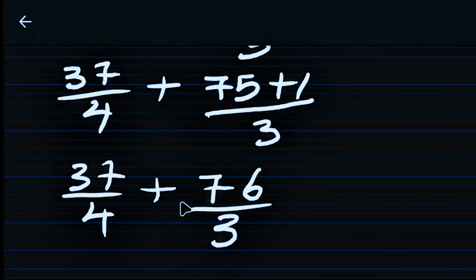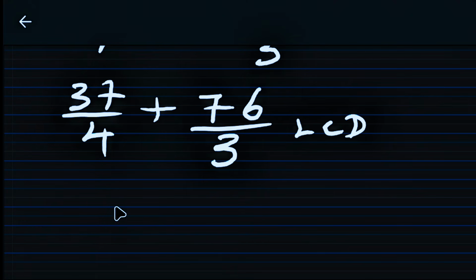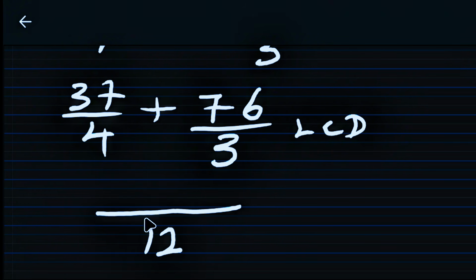Now let's add these together. Now what do we do here? We have to find the LCD of the denominators. That is the lowest common denominator. Now what does this mean? It simply means what is the smallest number that 4 and 3 can divide without a remainder. And that number is 12. So we'll rule our line and write 12. Okay, 12 is the smallest number that these two can divide without a remainder.